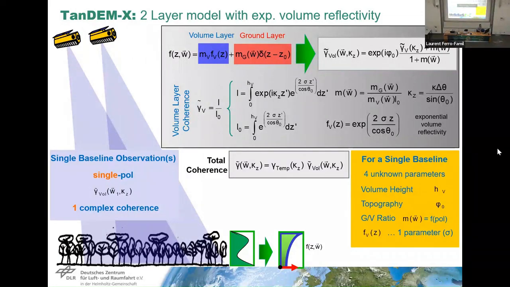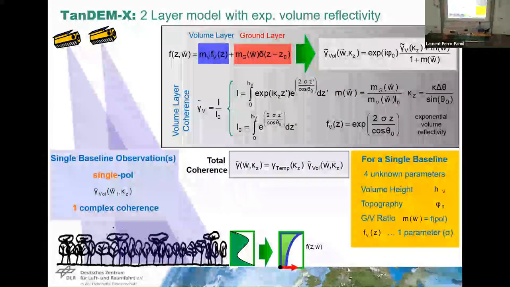So the challenge is basically to adapt the modeling of before to these new acquisition settings. So one pole, one baseline. One single pole means a complex coherence, two real parameters. So you have two parameters on your modeling that you can spend. Two parameters means that now you have to make assumptions, because otherwise, what do you have in one single pole? You have actually four unknown parameters.